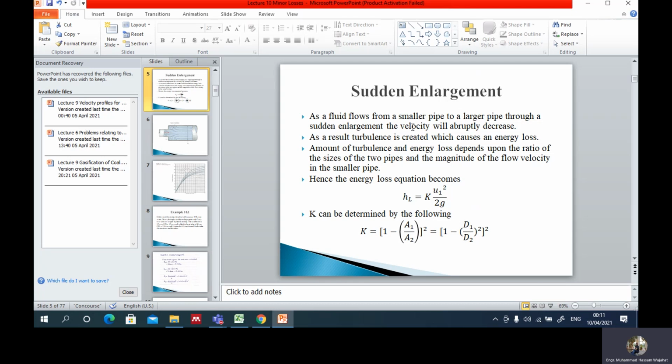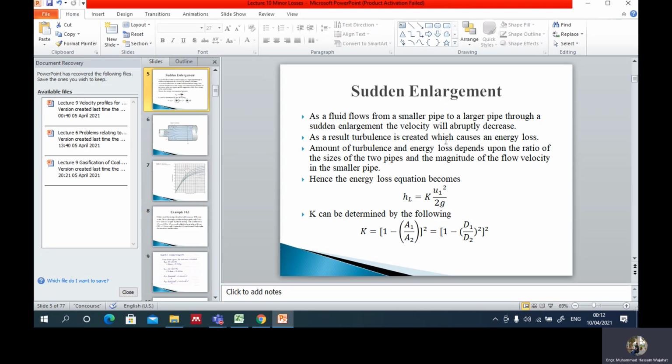As the fluid flows from a smaller pipe to a larger pipe through a sudden enlargement, the velocity will abruptly decrease. Why will the velocity decrease? Area increases. And this happens very fast and abruptly. As a result, because the velocity is decreasing very fast, turbulence is created. And that turbulence which is created causes energy loss. By turbulence I mean chaotic. The flow becomes chaotic, and because the flow becomes chaotic, it will result in an energy loss.